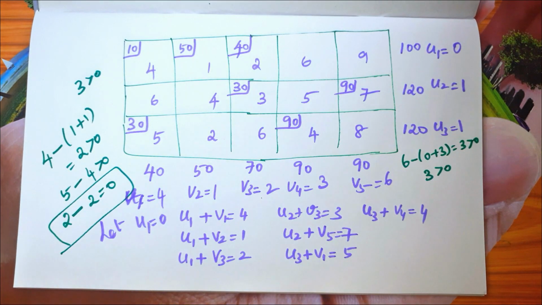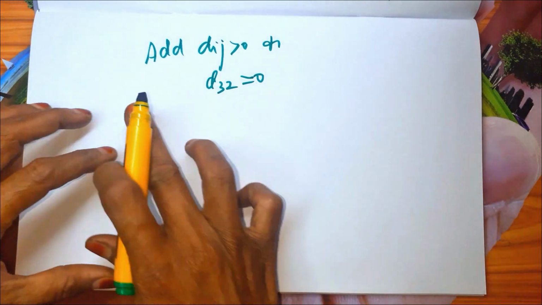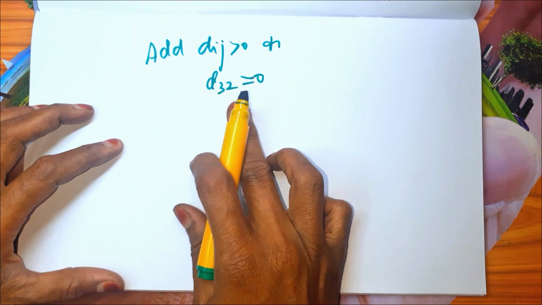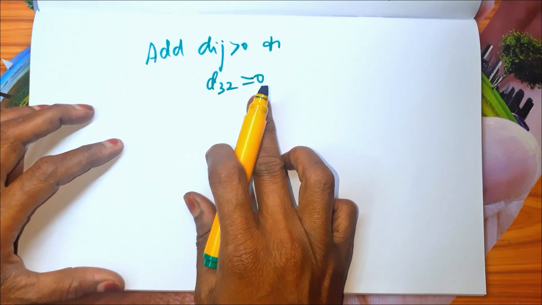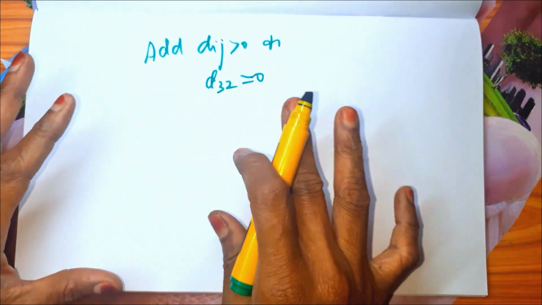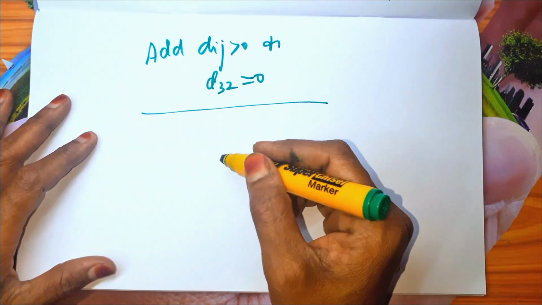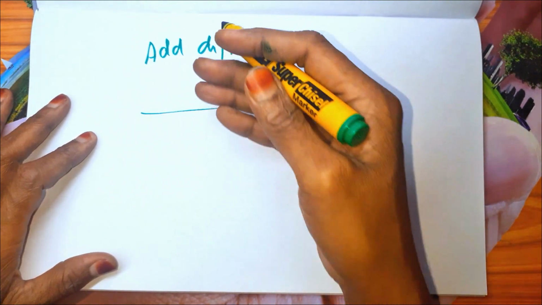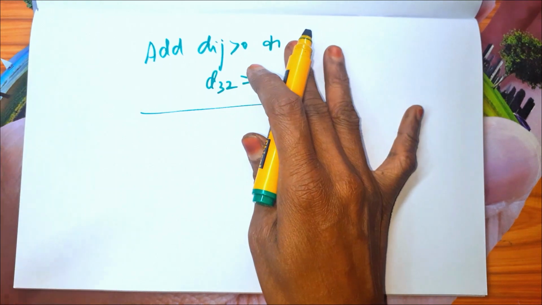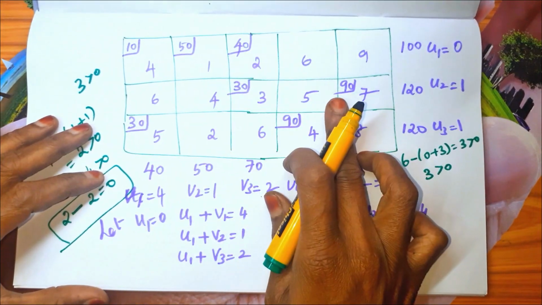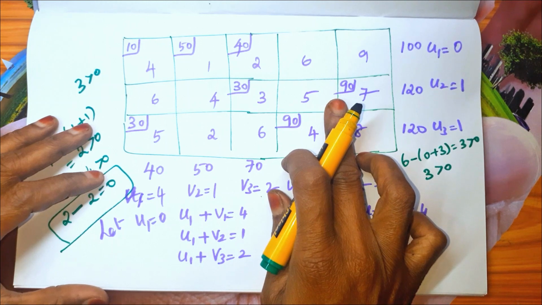So all the dij values are positive, and one dij value, d32, is equal to 0. So we got all the values as positive and 0. So we are stopping the procedure here. Whatever allocations we made in the previous table, that is the final answer. So these are the allocations we have in this table, and that is the answer. We have to write it.